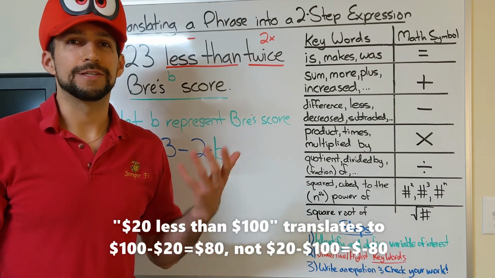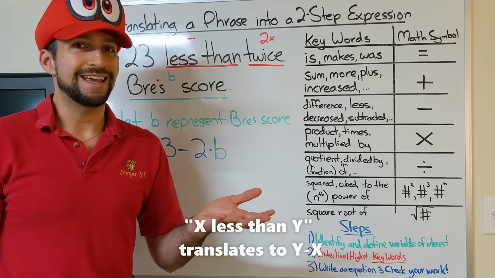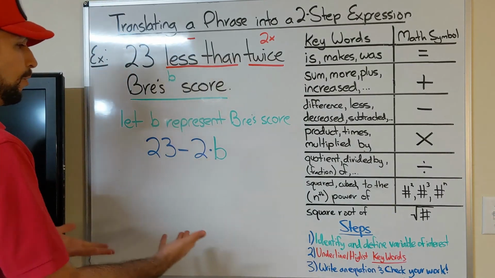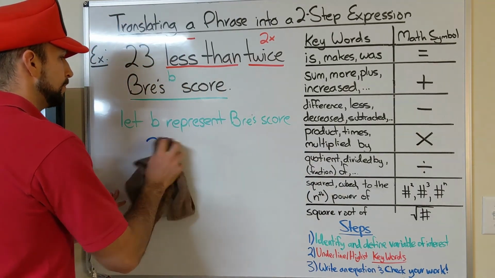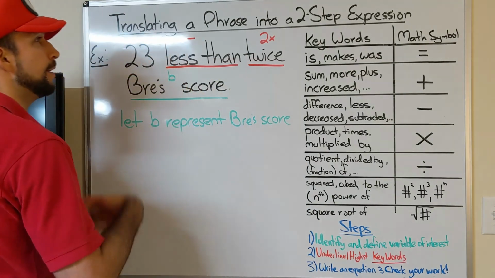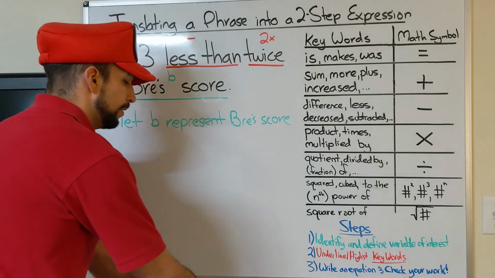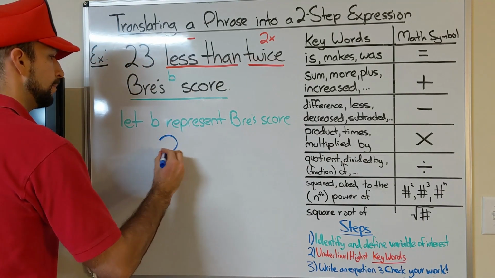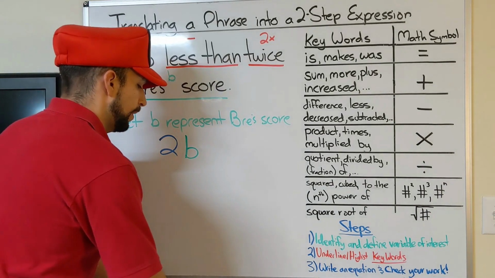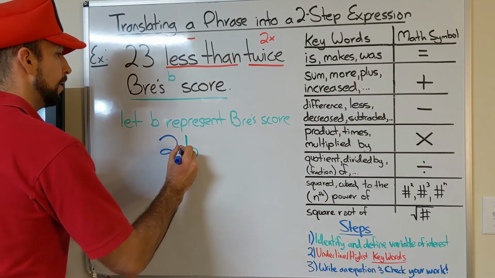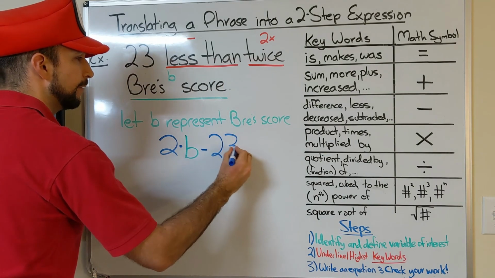It means 100 minus 20. So when we see something less than a second thing, we really mean that second thing minus the first. So we've written this in the opposite order. Let's rewrite this. So we're going to be subtracting 23 from twice Bree's score. So twice Bree's score and we want 23 less than that. So we're going to be subtracting 23 from it.